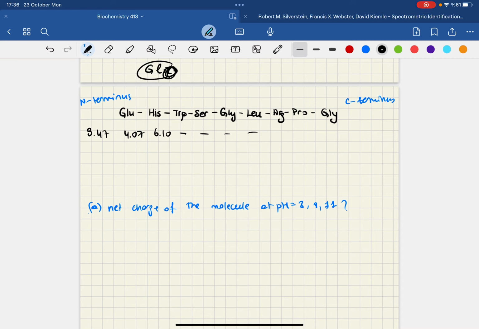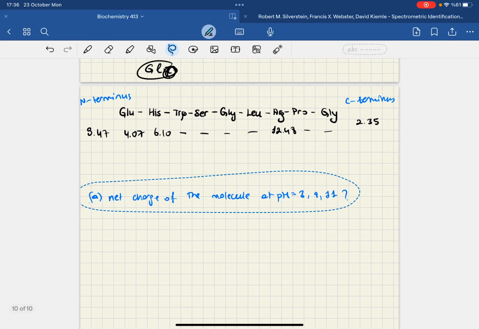We go to see arginine, and arginine has a side chain pKa of 12.48. We have proline. Proline is also similar to previous examples. We have glycine. Glycine has no pKa in the side chain, but it has a C-terminus, as all amino acids do, and it is 2.35.